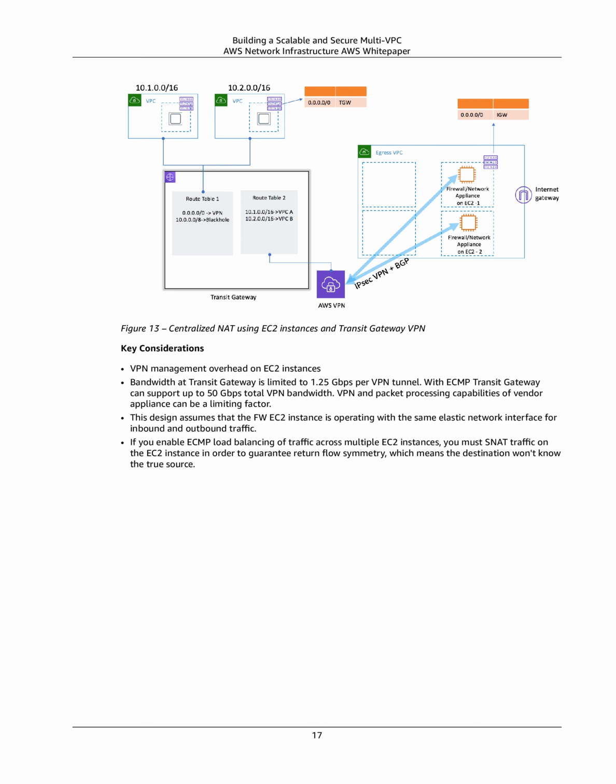Key considerations: VPN management overhead on EC2 instances. Bandwidth at transit gateway is limited to 1.25 gigabits per second per VPN tunnel. With ECMP, transit gateway can support up to 50 gigabits per second total VPN bandwidth. VPN and packet processing capabilities of the vendor appliance can be a limiting factor. This design assumes that the firewall EC2 instance is operating with the same elastic network interface for inbound and outbound traffic. If you enable ECMP load balancing of traffic across multiple EC2 instances, you must SNAT traffic on the EC2 instance in order to guarantee return flow symmetry, which means the destination won't know the true source.